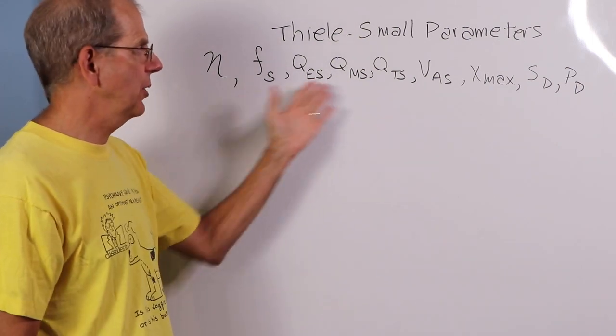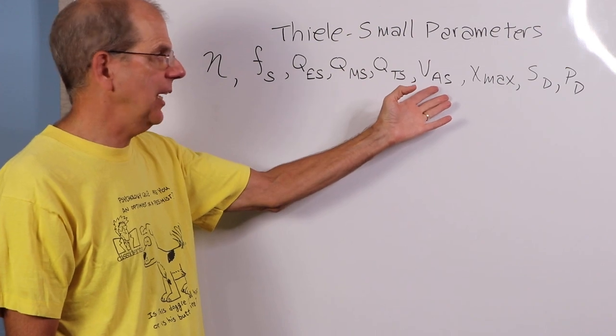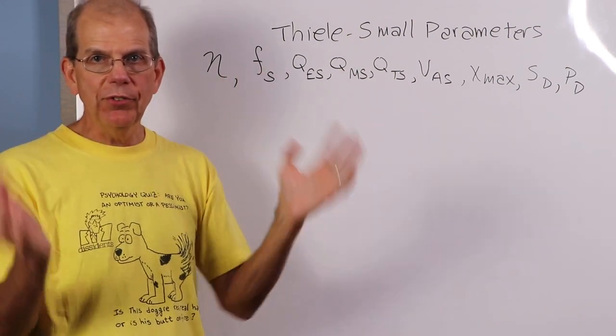There is an interaction with the system Q. There's an interaction with VAS. Okay? All those things come together.